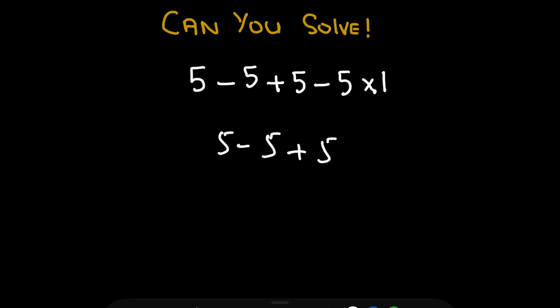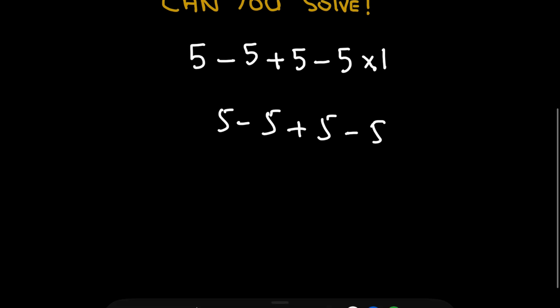So first we do here 5 minus 5, 5 minus 5 plus 5. Okay, and here is minus 5. Okay, so now 5 minus 5 is 0 and plus 5 minus 5 is 0. So we will get the answer is 0.